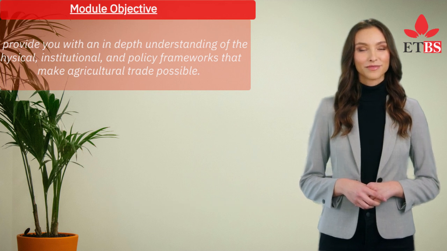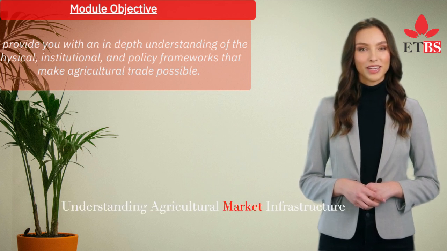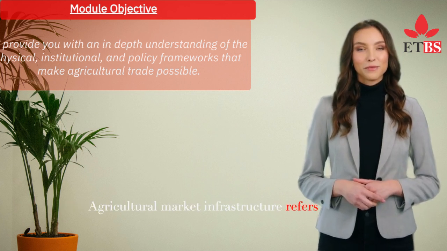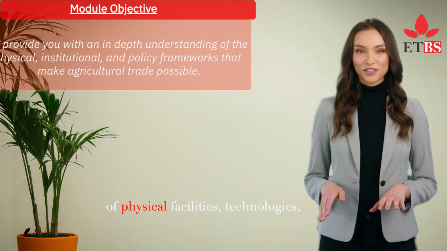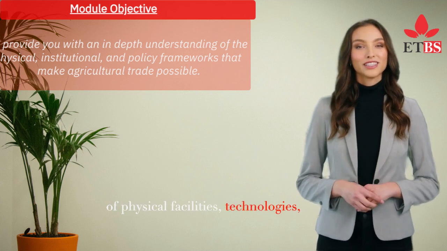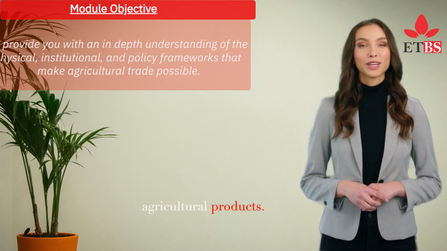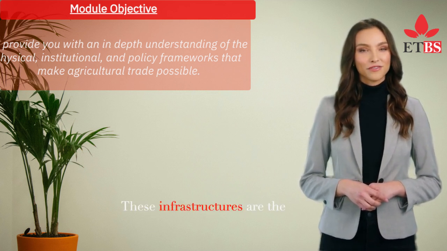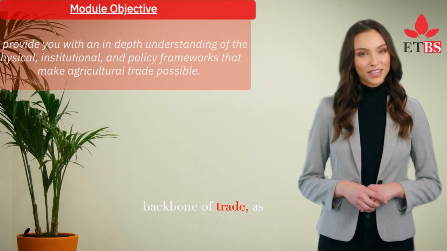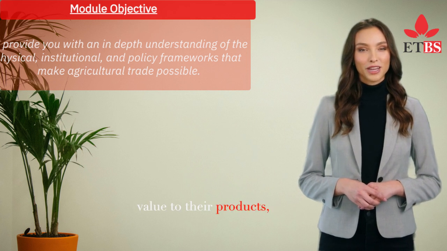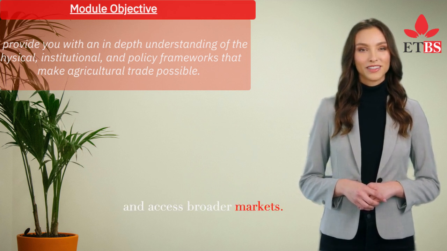I. Understanding agricultural market infrastructure. Agricultural market infrastructure refers to the entire system of physical facilities, technologies, and services that support the efficient marketing of agricultural products. These infrastructures are the backbone of trade, as they enable farmers to connect with buyers, add value to their products, and access broader markets.